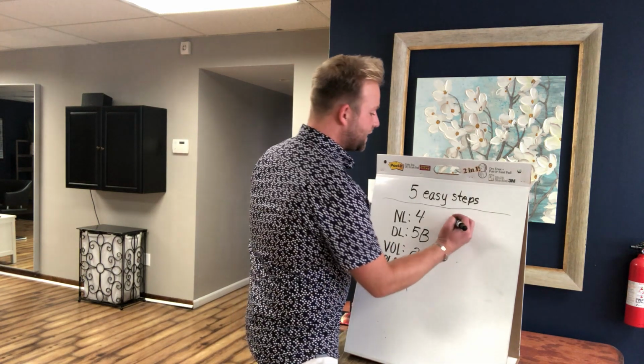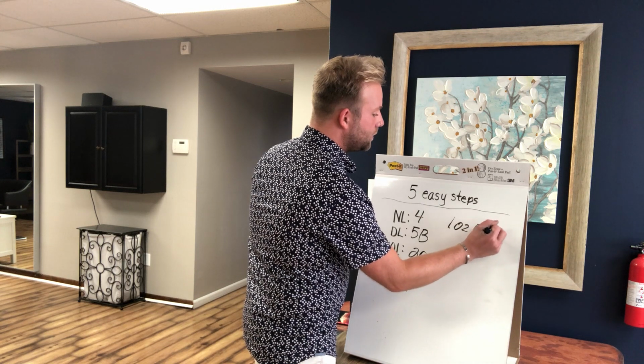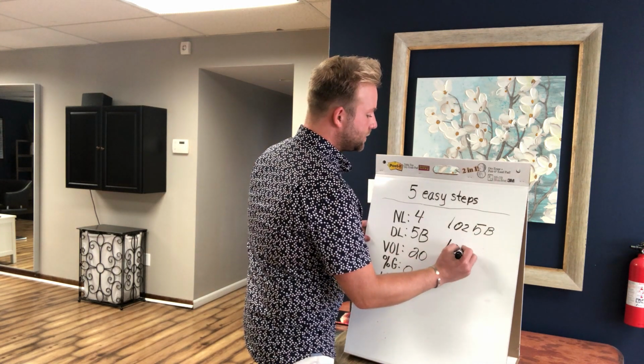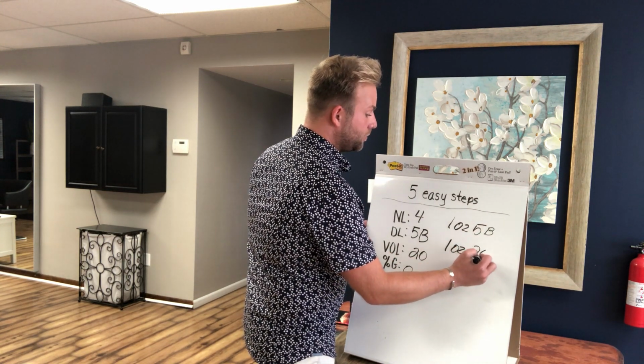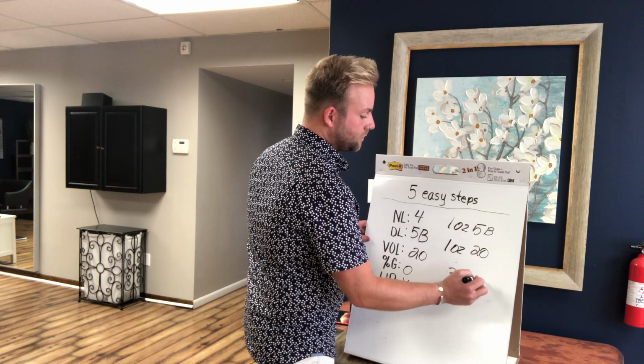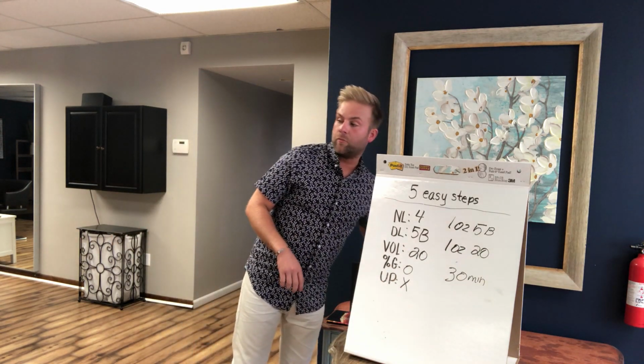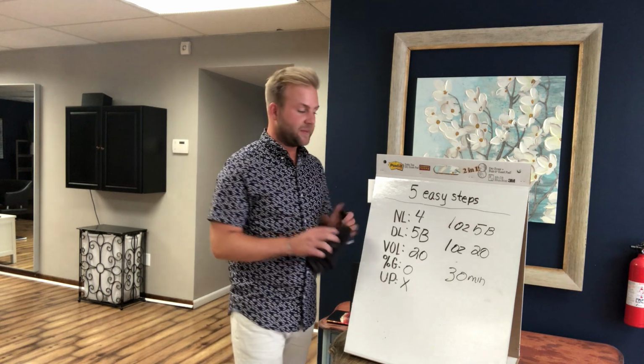So in ounces, we'll say we need 1 ounce of 5B with 1 ounce of 20 volume, processing for 30 minutes. Okay? Everybody on board? Does this make sense?